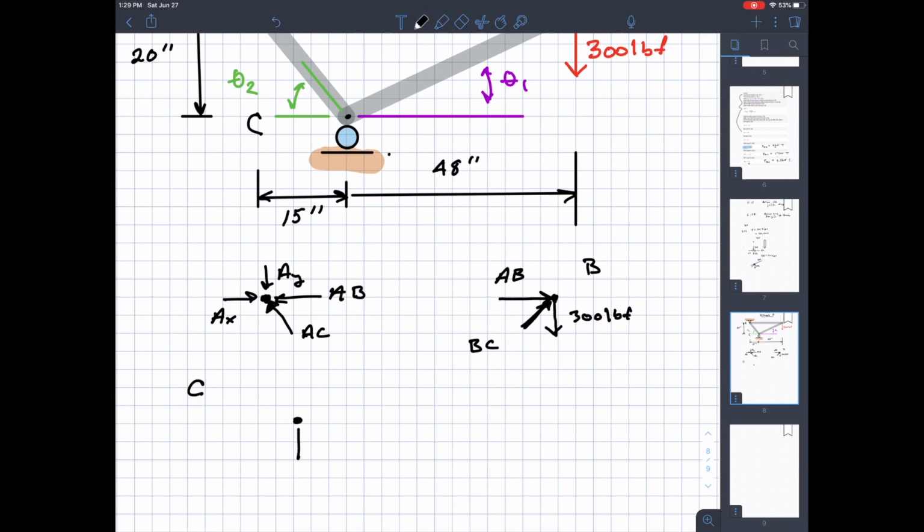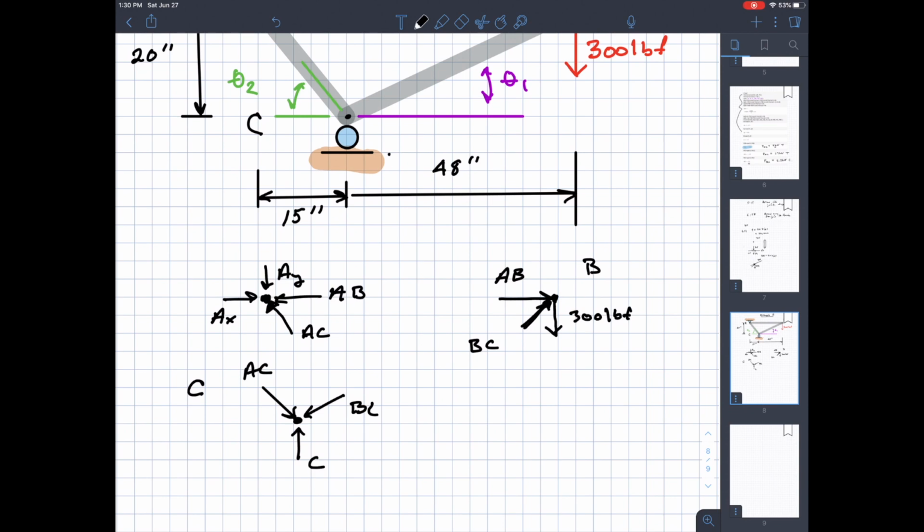Joint C, I have a reaction force. It's a horizontal roller, so it's a normal force to the surface that the roller's on. And so I have this force coming up, I'll call that force C. All right, then assuming compression for the members, I would have BC here and AC here.